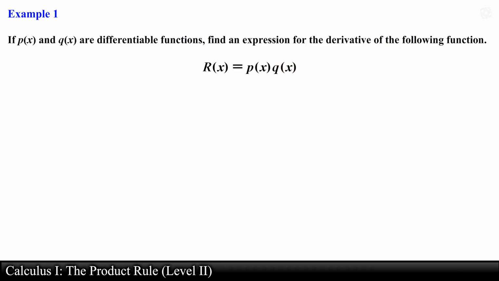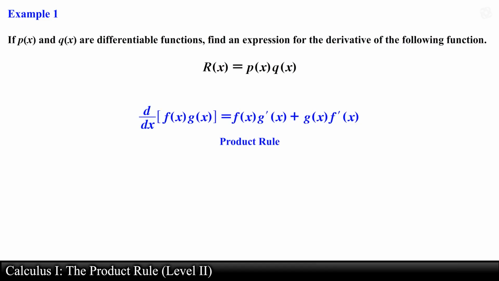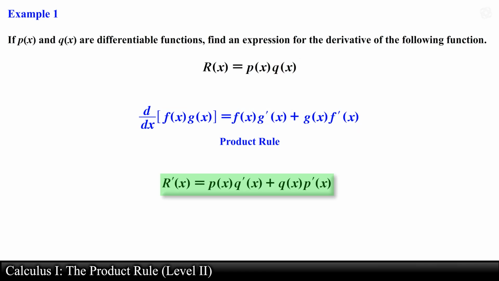Since r of x is defined by a product of two functions, it is natural to apply the product rule to find the derivative of r of x. So we will assign p of x as a first function and q of x as a second function. With these assignments, we go ahead and apply the product rule. The derivative of r of x is going to be equal to p of x times q prime of x plus q of x times p prime of x. And this is the final derivative. At first, it might be hard to wrap your head around this.